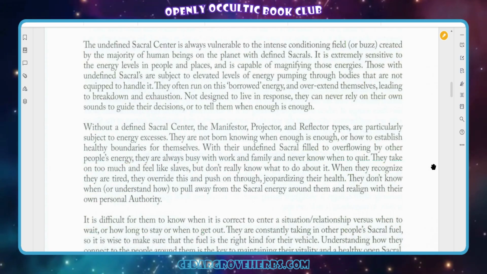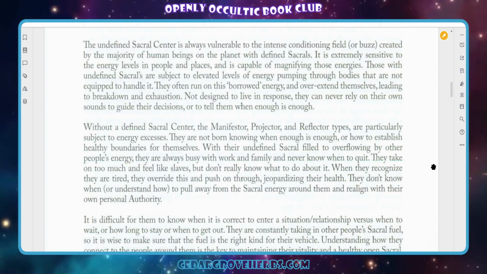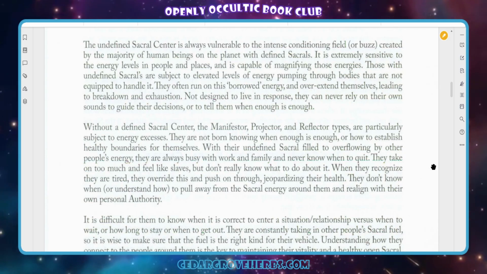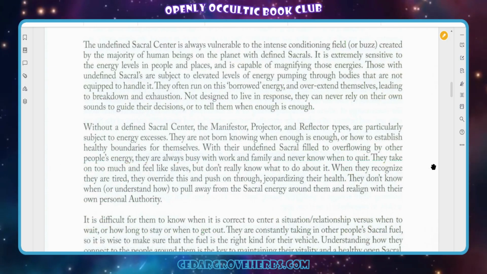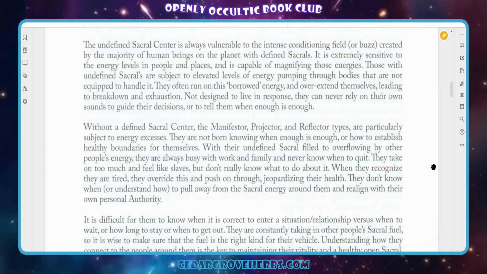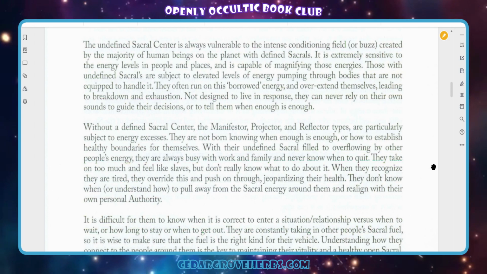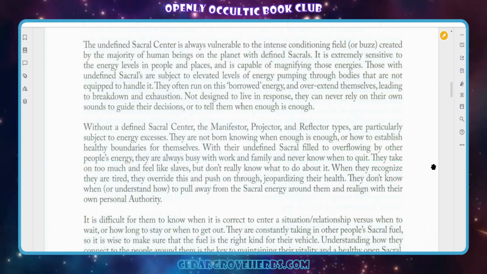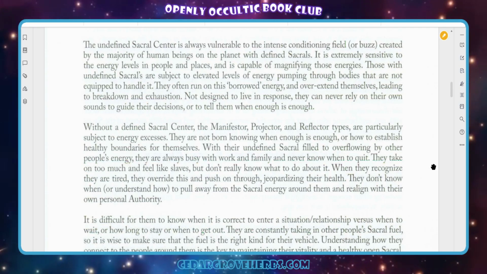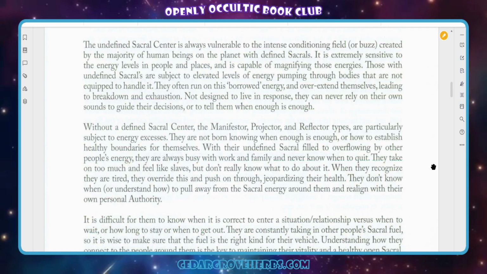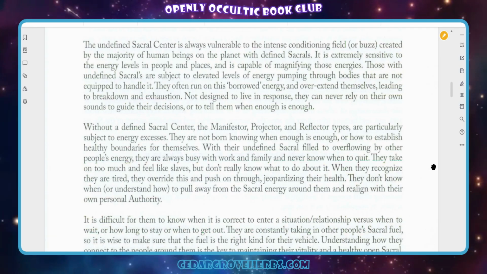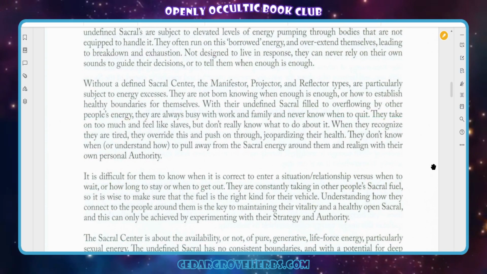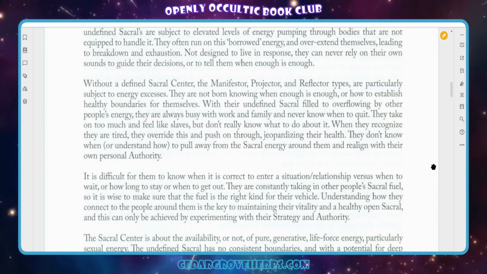Without a defined sacral center, the manifestor, projector, and reflector types are purely subject to energy excesses. They are not born knowing when enough is enough or how to establish healthy boundaries for themselves. With their undefined sacral filled to overflowing by other people's energies, they're always busy with work and family and never know when to quit. They take on too much and feel like slaves, but don't really know what to do about it. When they recognize that they're tired, they override this and push on through, jeopardizing their health.